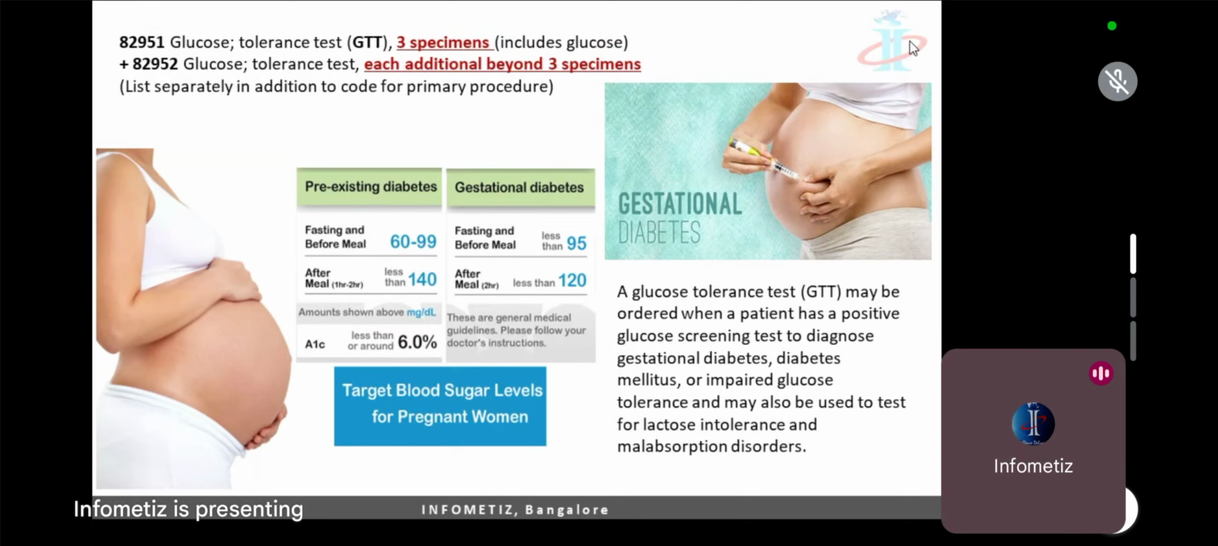So now we have to see how much glucose the lady's body can tolerate. For that, what will we do? We'll give a lot of glucose, a full glucon D box, I think 200 grams or something. We will give it in one shot. We'll mix it in a glass of water, it will be fully sweet, and the lady has to consume that glass of water with glucose.